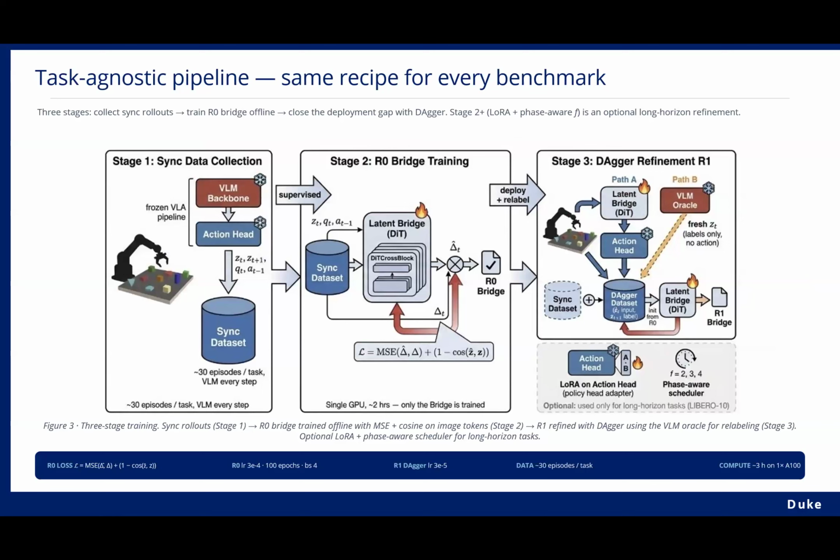So how do we train the bridge? We formed a three-stage pipeline to realize this. The first stage is to collect trajectories using the original VLA pipeline. In the second stage, we train the bridge offline to predict the latent update. And the third stage is applying DAgger structures to expose the bridge to its own predictions and then reduce the deployment error.